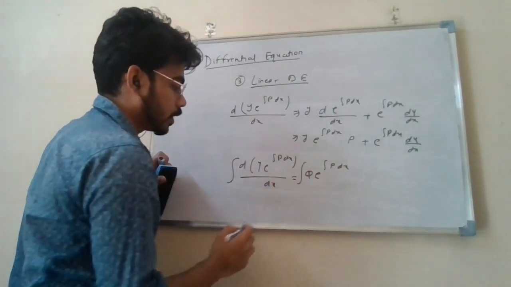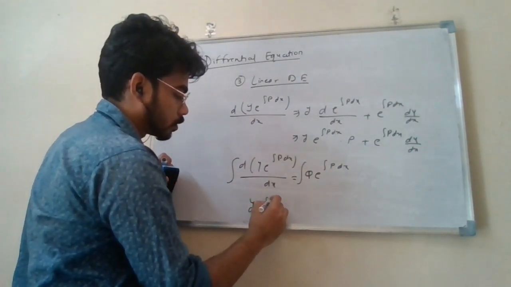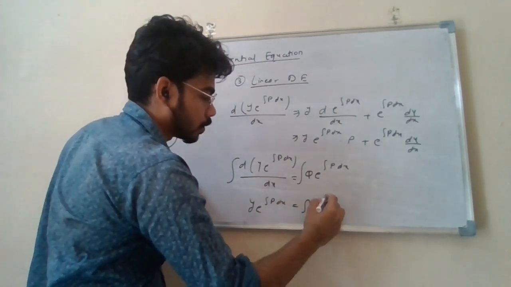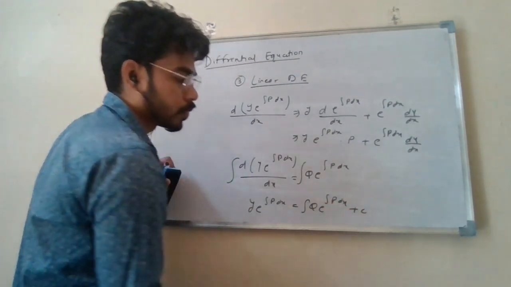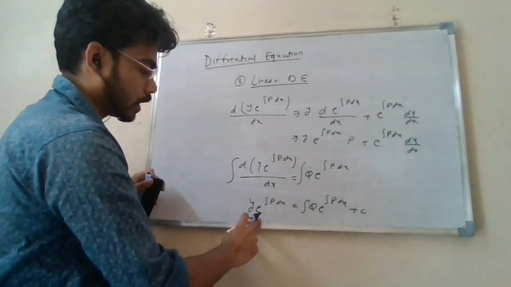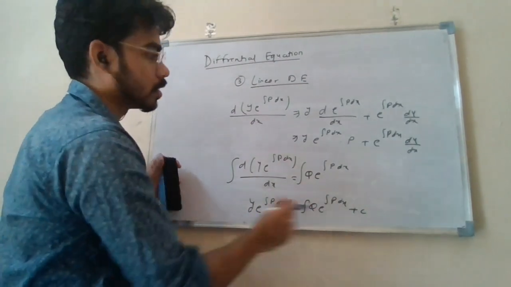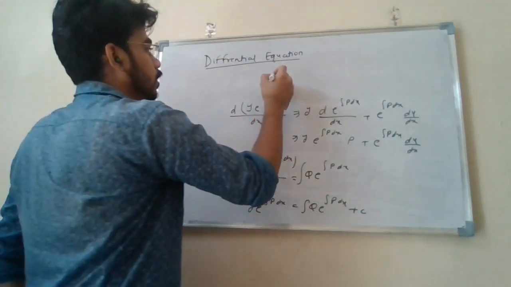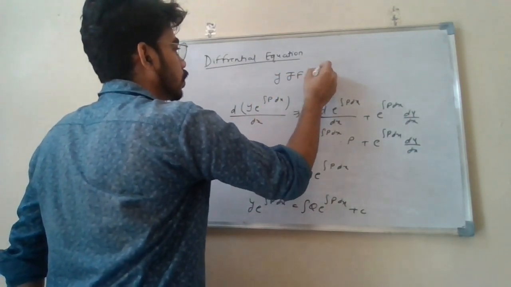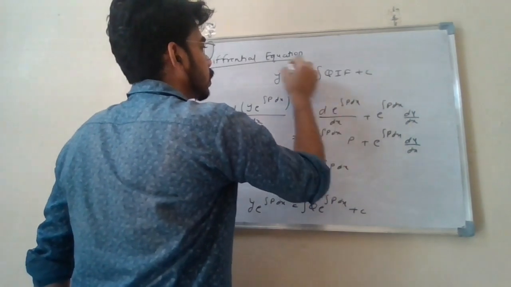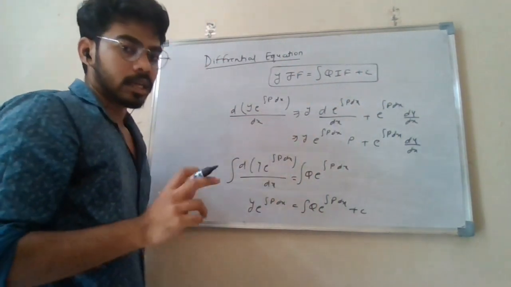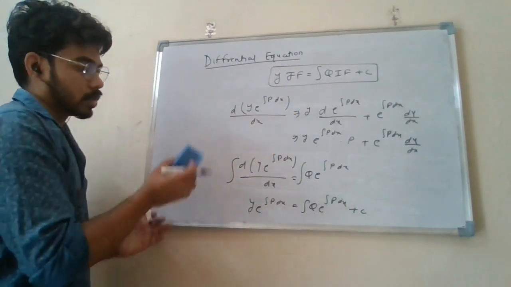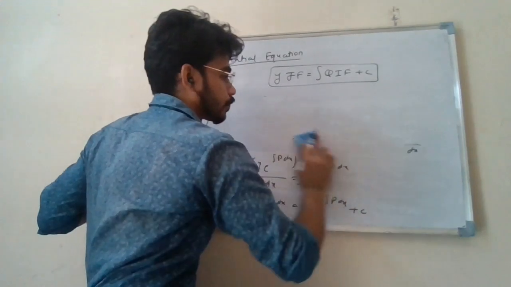So what will we get? Integration gives y e to the power integration of p dx, since integration and derivative cancel each other, is equal to integration of q e to the power integration of p dx plus constant. Okay, so we can call e to the power integration of p dx the integrating factor. So simplify. Finally, we can write y into integrating factor is equal to integration of q into integrating factor plus c. This is the solution of my linear differential equation with the help of the integrating factor. So in this way, we will find the solution.